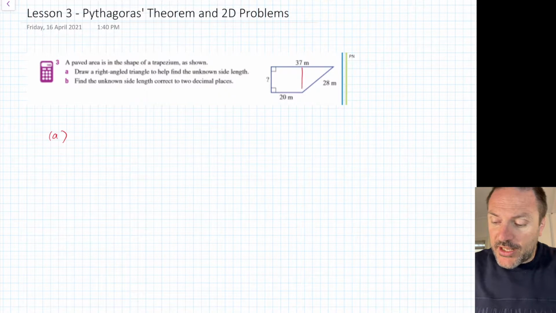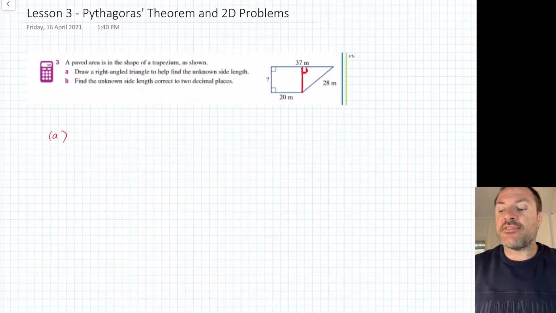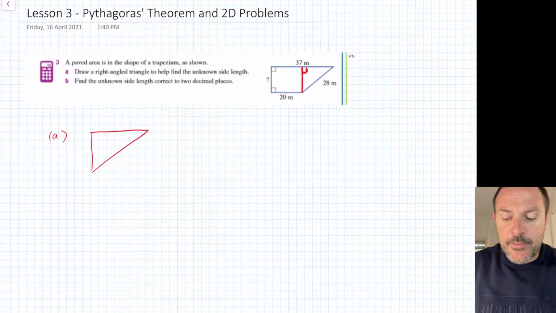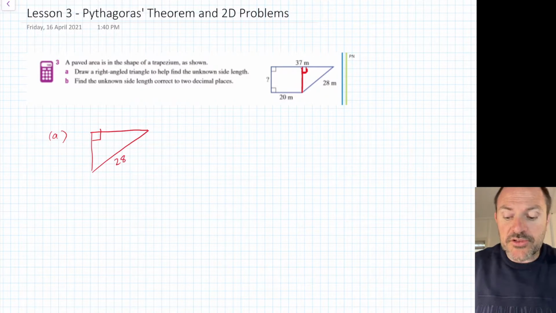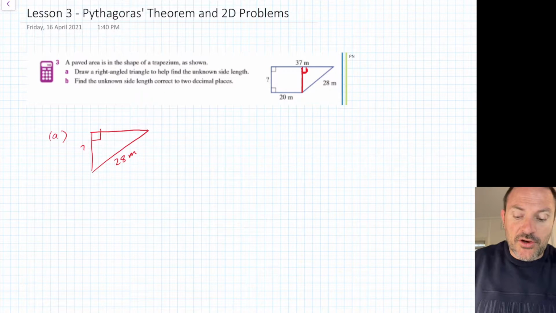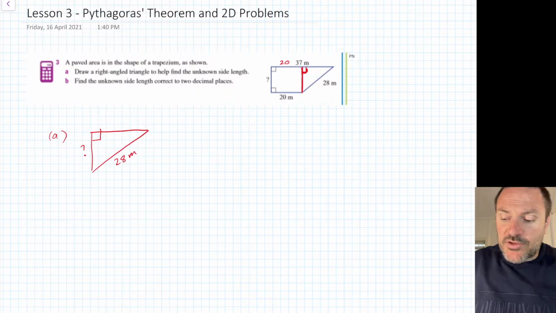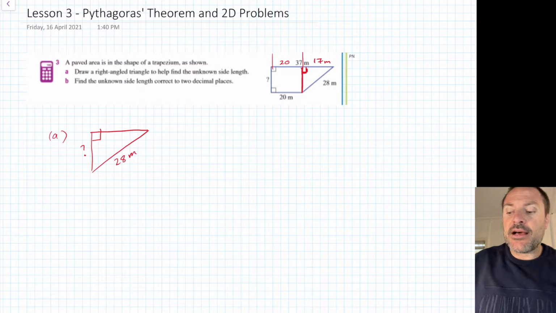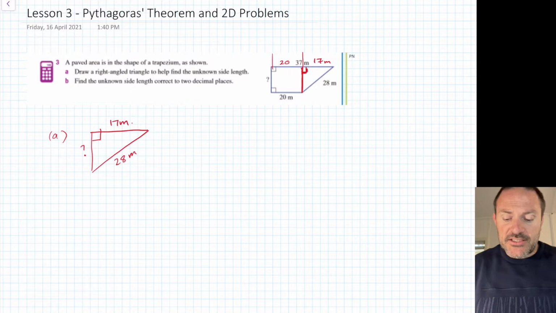So what we're looking at here is constructing a vertical line straight down, where we have this nice right-angled triangle. If I construct it out here, which sometimes makes it a little bit easier, we can see the hypotenuse here is 28 meters. This is the question mark, the height, which means we should have the other length. Of course, if this bit here is 20 meters and the whole thing is 37, then that last part must be 17. So this bit here is 17 meters. So that's the first part.